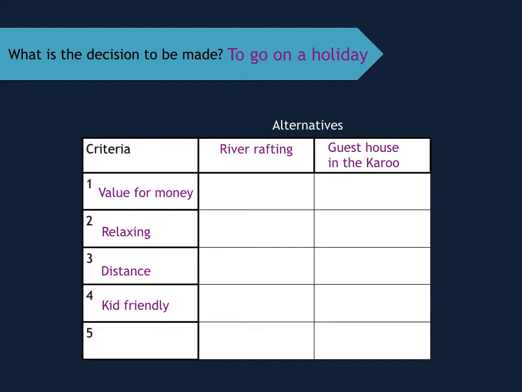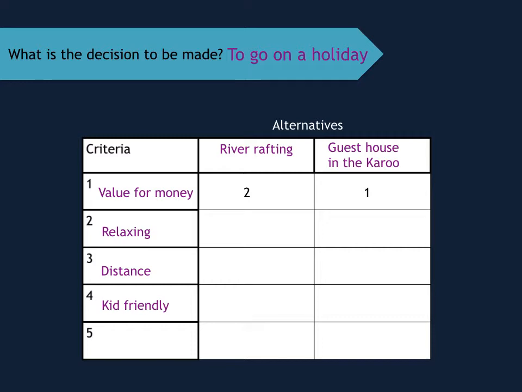So in this case, river rafting, value for money, it is quite expensive, but you know what? It will be good fun, and the kids will enjoy it and they'll get a lot out of it. So I'm going to give it a 2. Guest house in the Karoo, value for money. The guest house that you're looking at hiring is quite expensive. So although it's quite nice, it is quite expensive. So value for money, your river rafting is higher than the guest house in the Karoo.